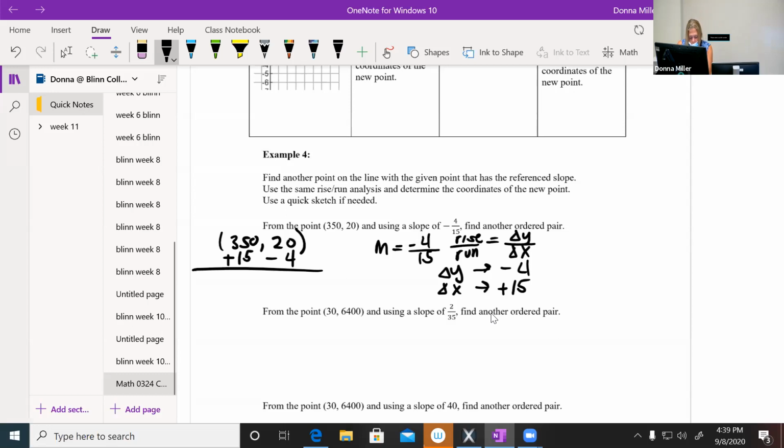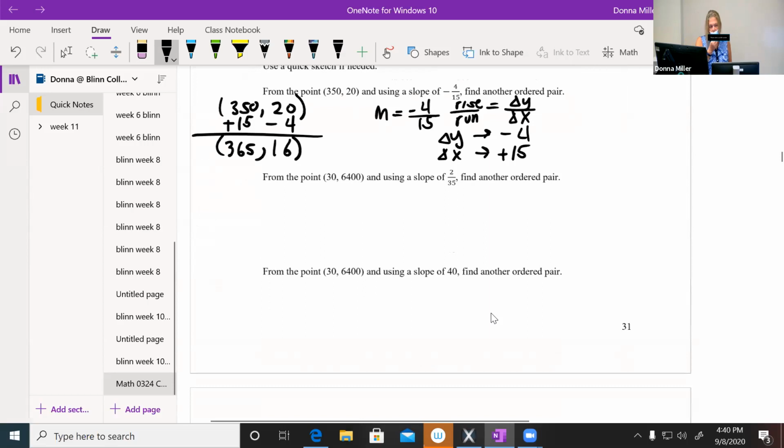So 350 plus 15 is 365, and 20 minus 4 is 16. So there's my new point without me actually having to graph it, okay? You guys get that? Right, and what that's going to do is let me plug that in the calculator, and I get the equation of the line. All right, you good?